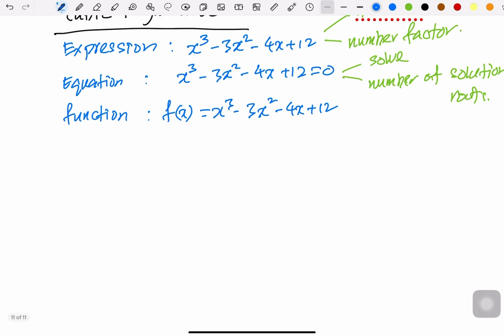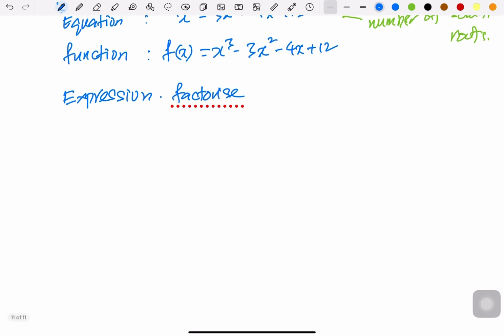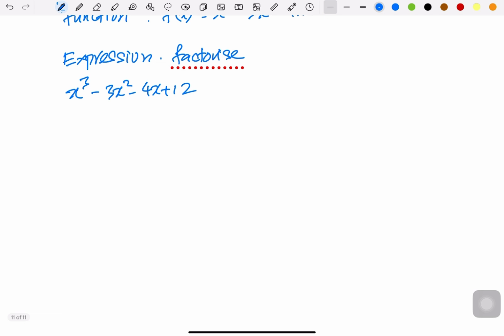Expressions and equations. So for expressions, let's use expressions. Most likely they will ask you to factorize the expression. Let's use the example. To factorize the expression, the first step is you need to let f(x) be the expression. Okay.